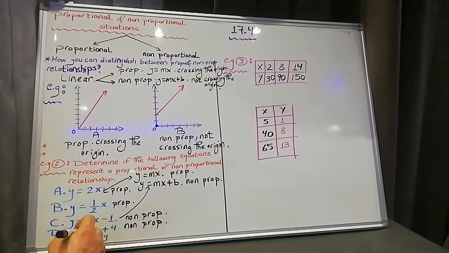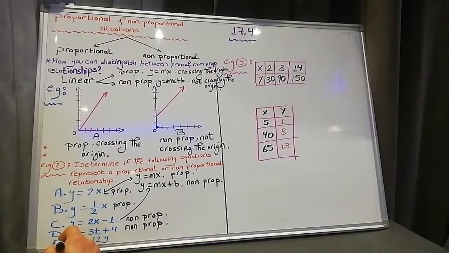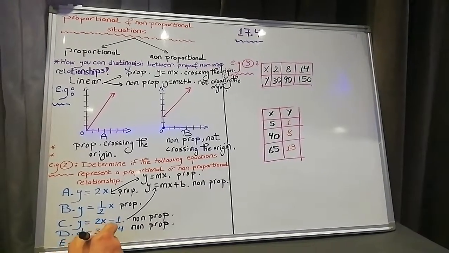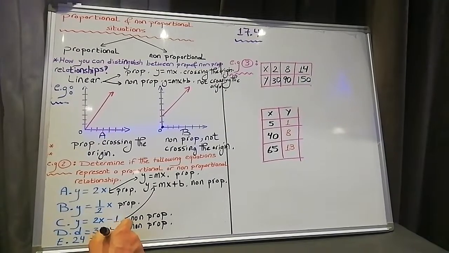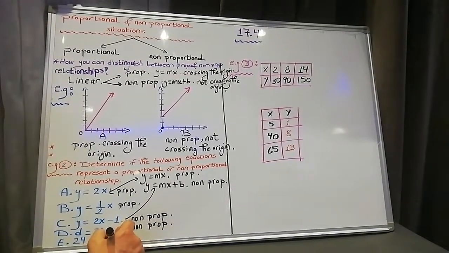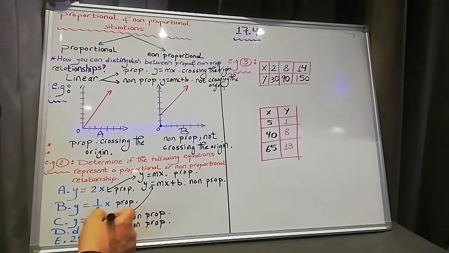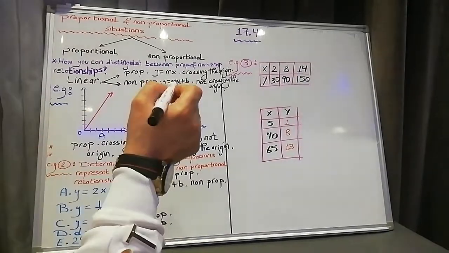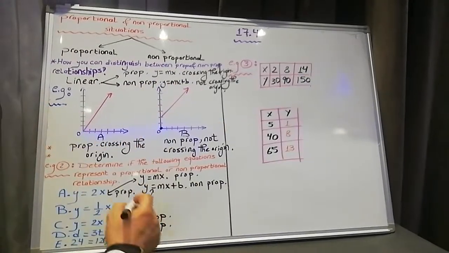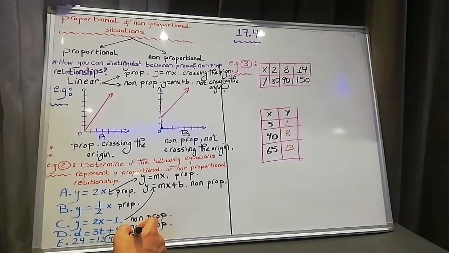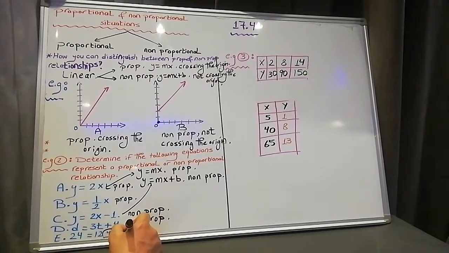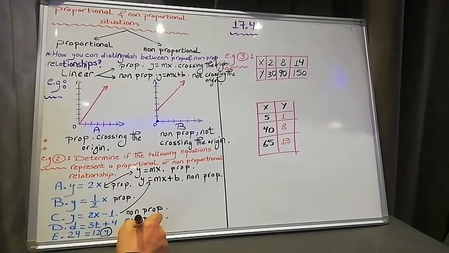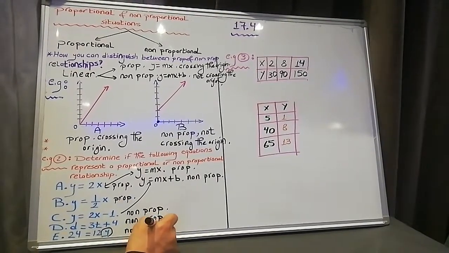We reach, guys, the last letter, which is E. 24 equals 12y. In this case, we have only y. X is not available, guys. X equals 0. So, guys, this line is crossing what? Crossing the y-axis. But of course, there is no run here on the x-axis. X equals 0. So also, guys, it is a non-proportional relationship.